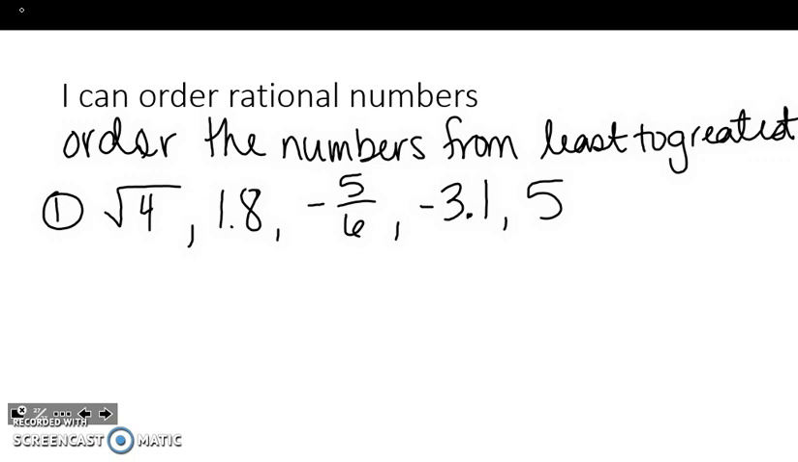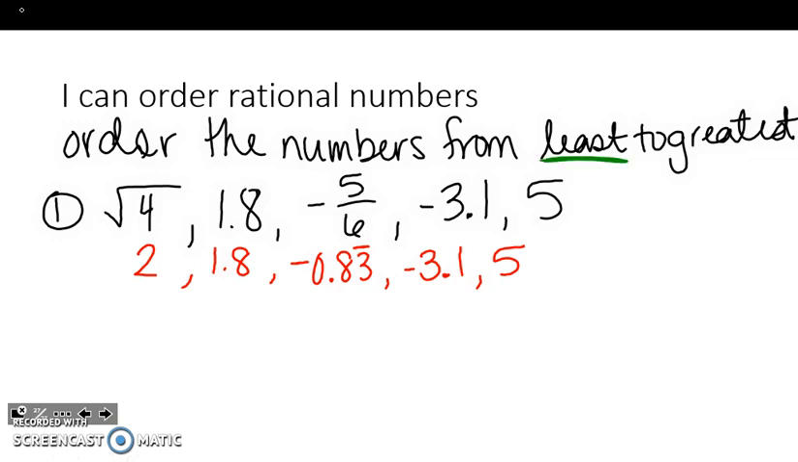So on this problem, we need to square root the value of 4. And we find that the square root of 4 is actually 2. 1.8 is already a decimal, so we're going to leave that. And then we have negative, and then we need to take 5 divided by 6. We get 0.83 repeating. Negative 3.1 is already a decimal, and 5 is already a whole number. Okay, so we just had to simplify two things.